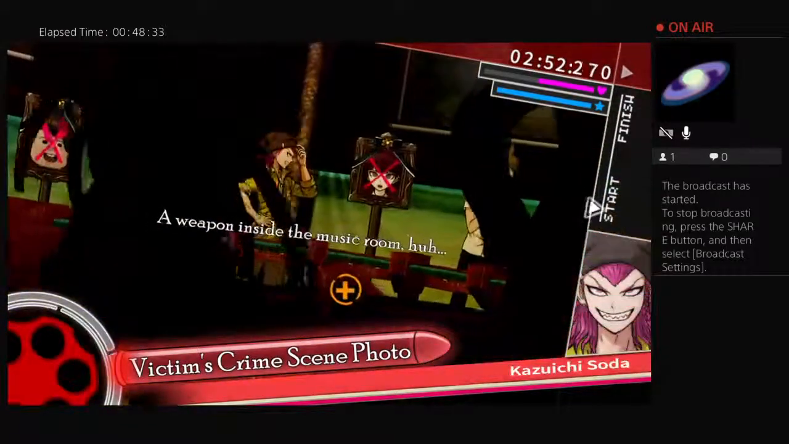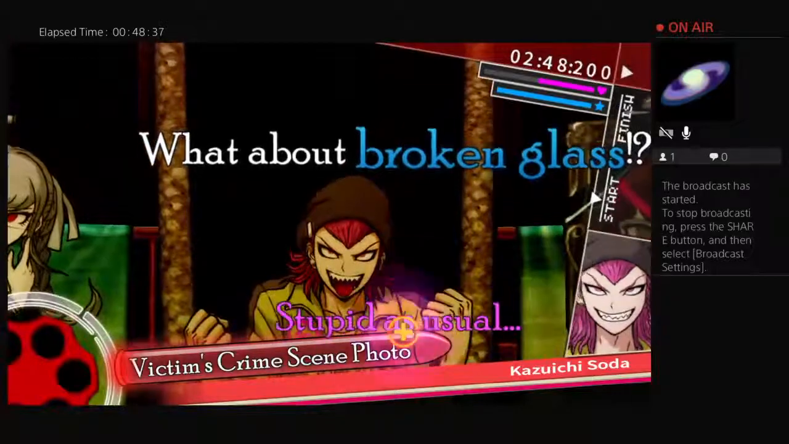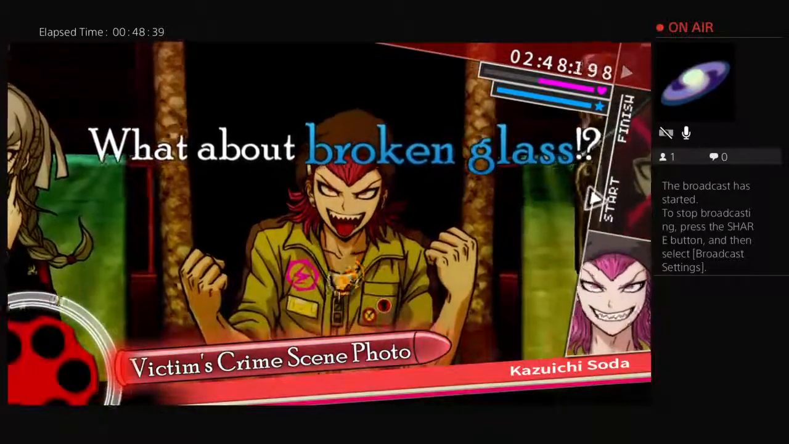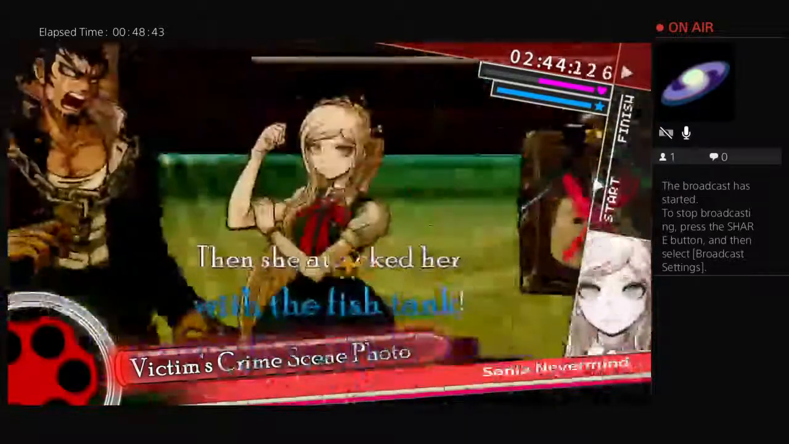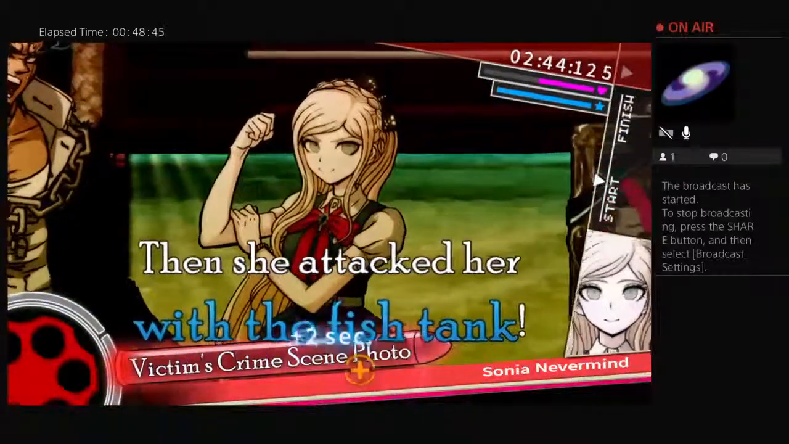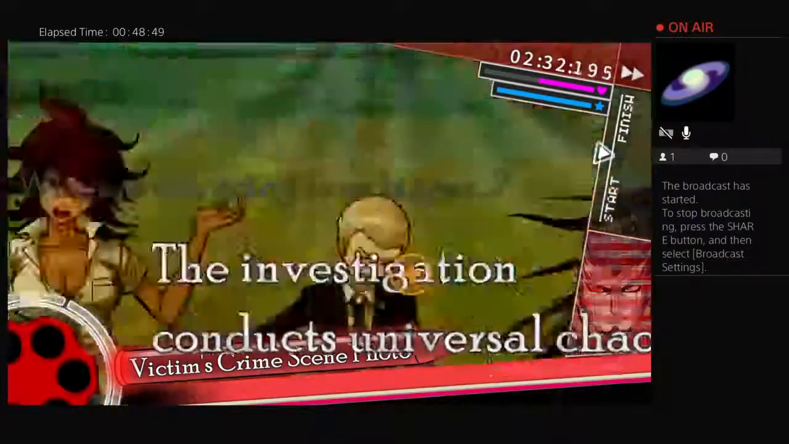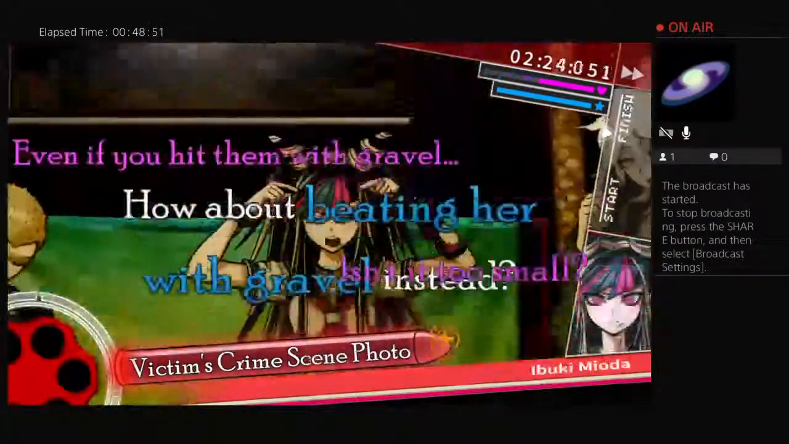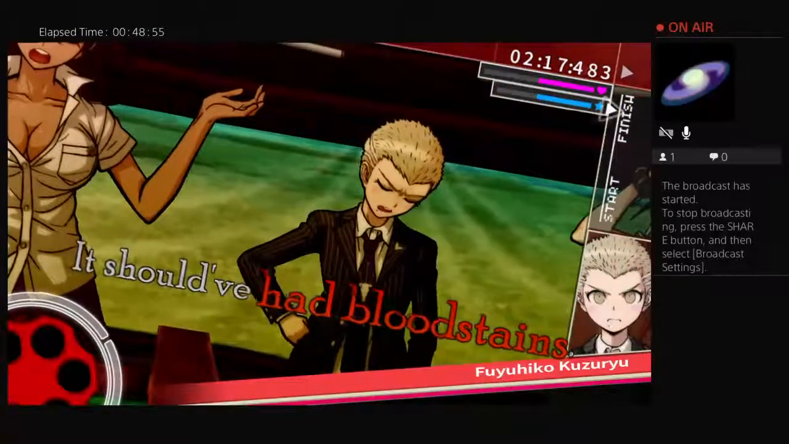A weapon inside the music room, huh? What about broken glass? Isn't the cause of death a blow to the head? Then she attacked her with the fish tank. That's too big to be a weapon. Then the piano. Why are you going even bigger? The investigation. It's on that big a scale. How about beating her with gravel? If it's a weapon that was used, it should have had bloodstains.